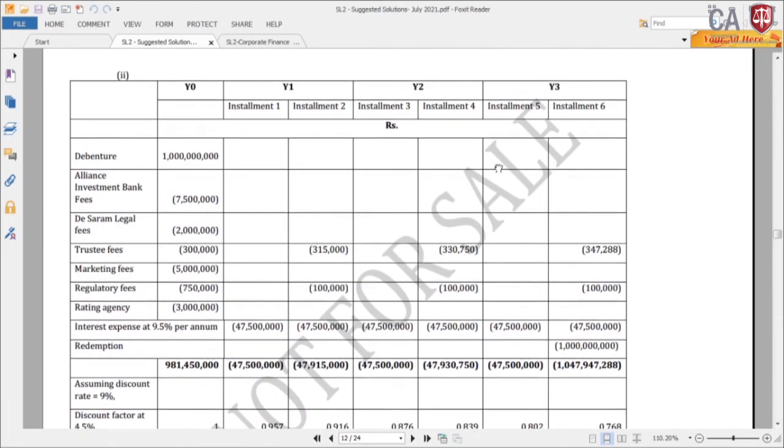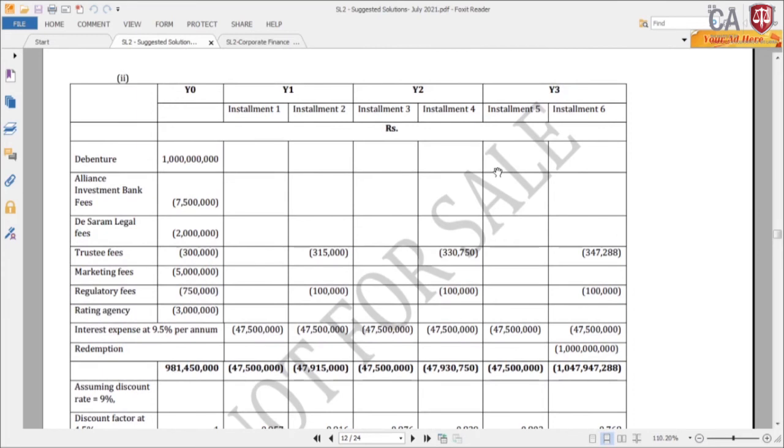You can see that it's about six periods. Why? 3 years is the number of years, but the annual interest of 9.5% you are going to pay every 6 months. So we need to break that into 6-month intervals. So you can see the 6 periods involved.